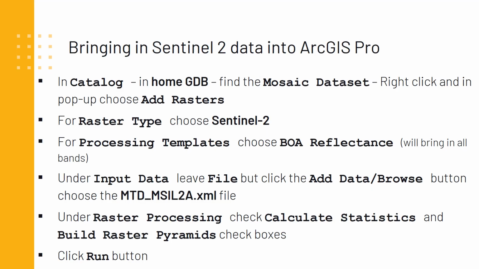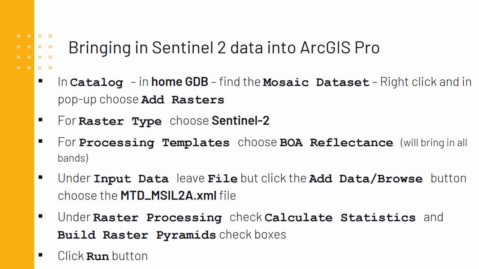The next step is to add the raster data into the empty Mosaic data set that we created. To do this, you're going to find the Mosaic data set in the catalog, which is in the home GDB. Right-click on it and choose Add Rasters from the pop-up. For the raster type, choose Sentinel-2. For the processing templates, choose BOA reflectance. Remember, BOA stands for bottom of atmosphere reflectance. So that's because we brought in the level 2A data. Okay, we're not going to specify which resolutions, so all the bands are going to come in.